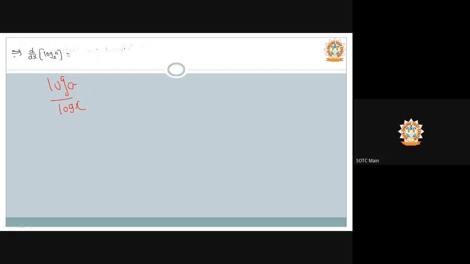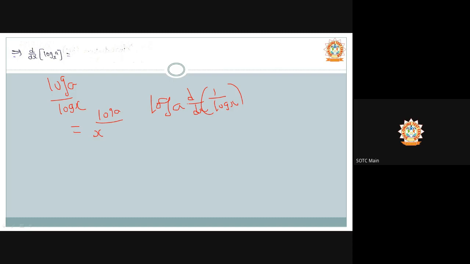Log a by x? That's it. Log x is there in the denominator, so you need to do log a into d by dx of 1 by log x. There is a lot of difference between them, right?